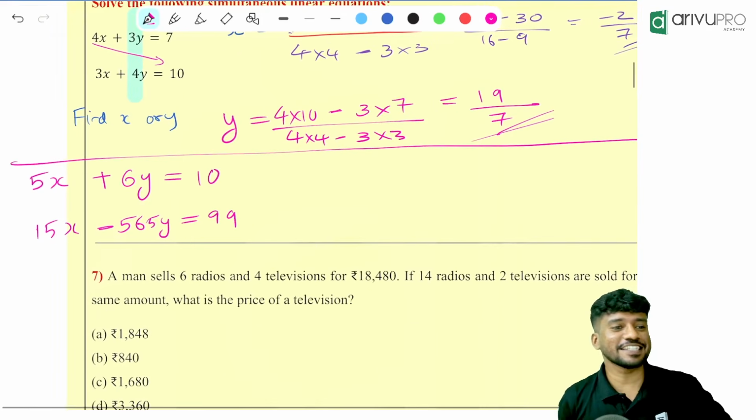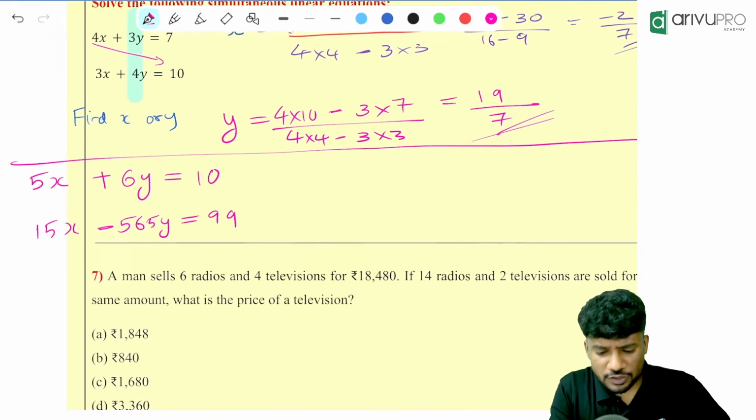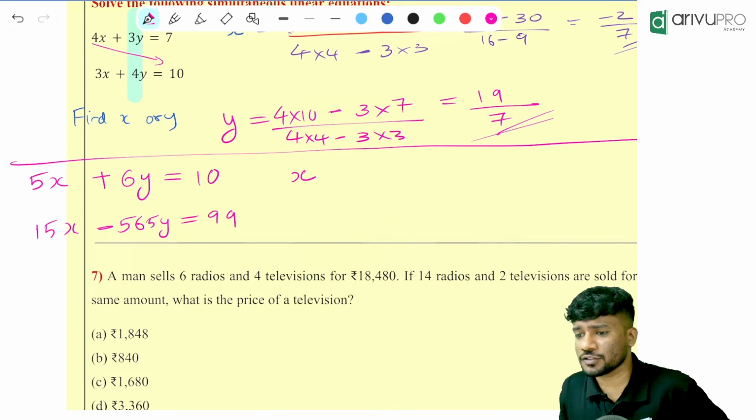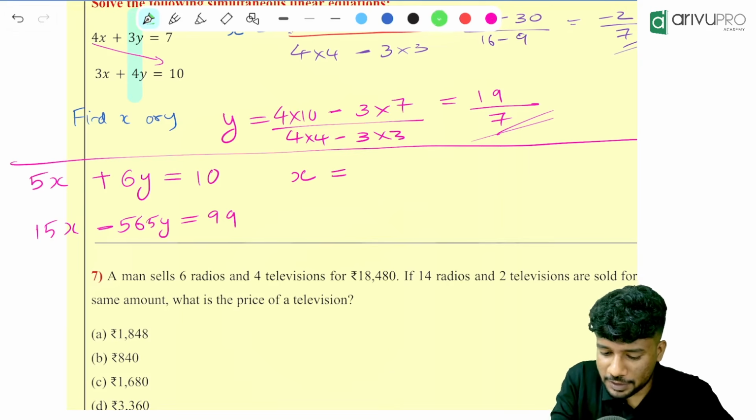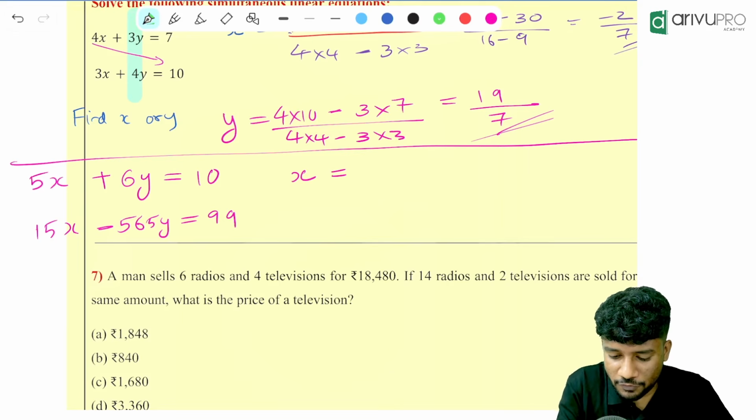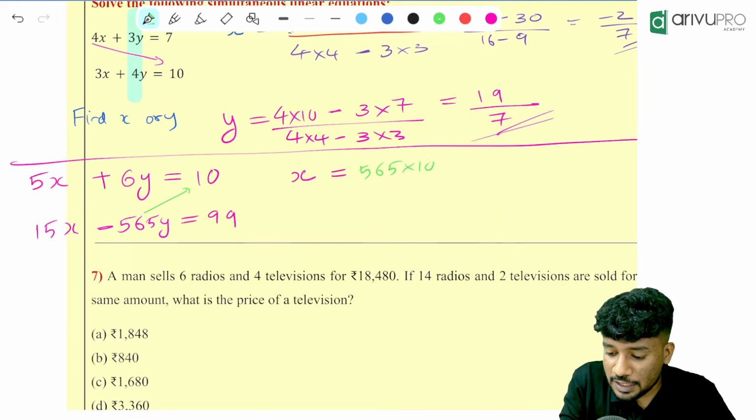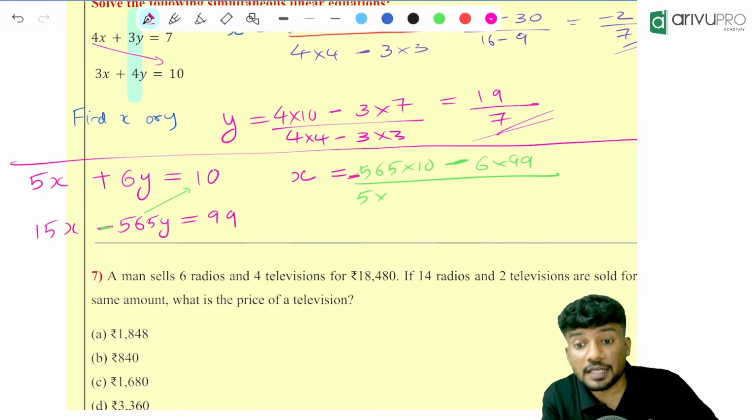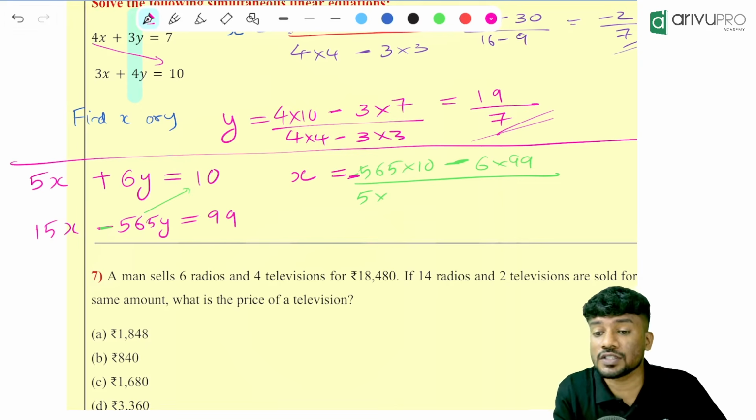Now let's see. We are going to solve. What are you going to solve first? First we are going to solve for x. X means you will ignore x and you will go from down to up. 565 into 10 minus 6 into 99, divided by 5 into... So minus is there, okay? Once you cross multiply, you should consider this minus also, otherwise you will get a wrong answer. Minus 565 into 10 minus 6 into 99.